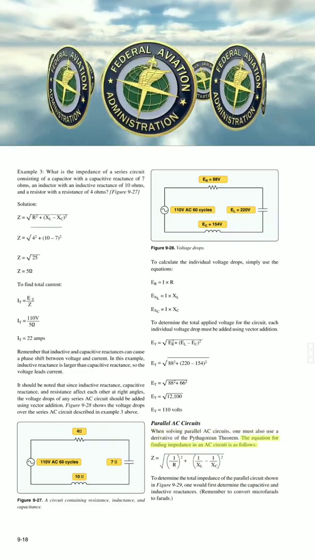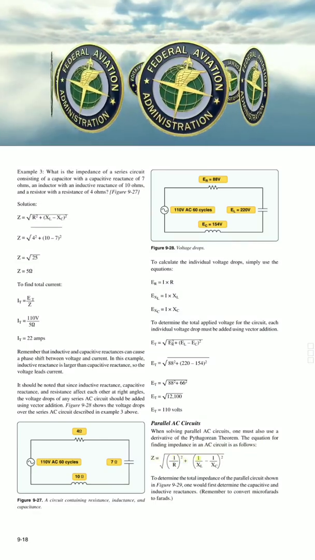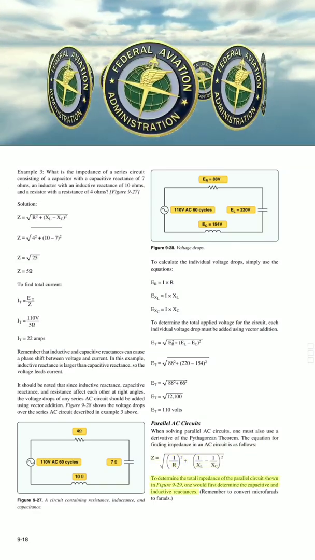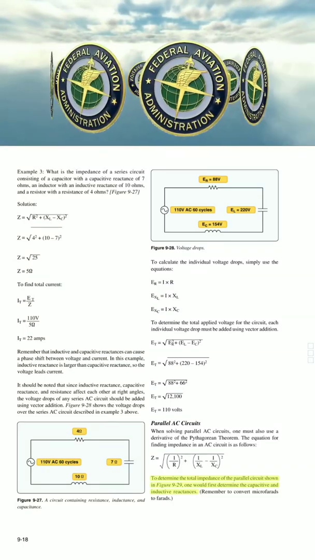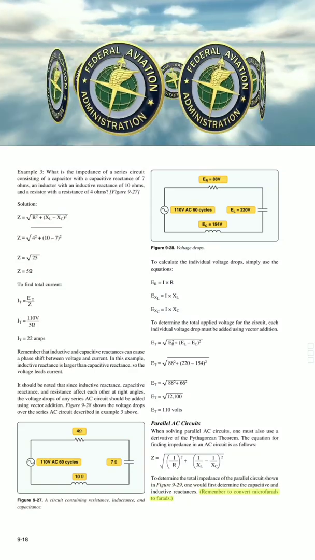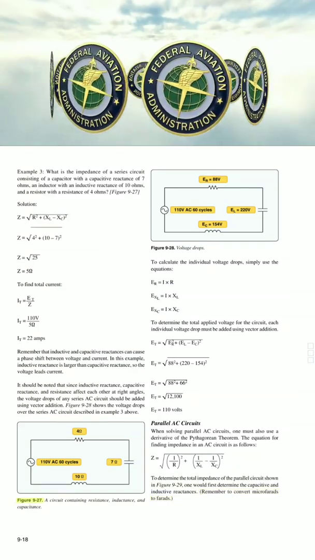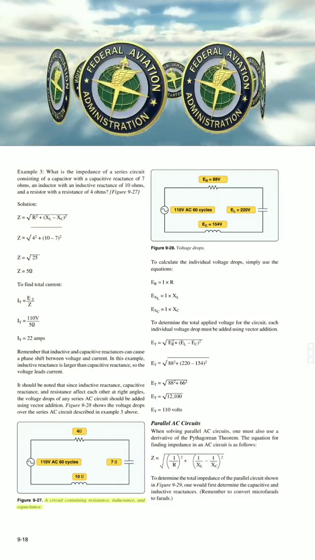The equation for finding impedance in an AC circuit is as follows: 1/Z equals the square root of (1/R)² plus (1/XL − 1/XC)². To determine the total impedance of the parallel circuit shown in figure 9-29, one would first determine the capacitive and inductive reactances. Remember to convert microfarads to farads. Figure 9-27. A circuit containing resistance, inductance, and capacitance.